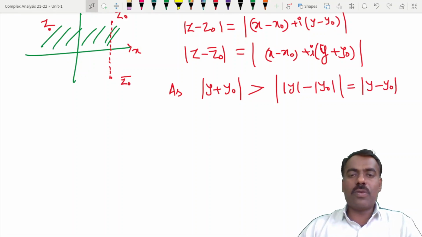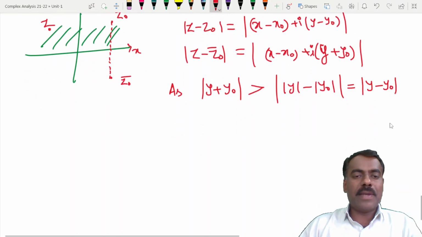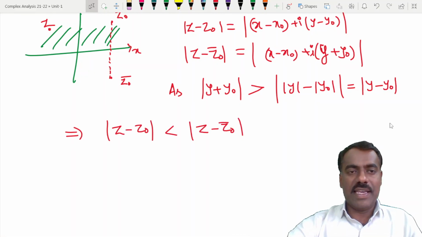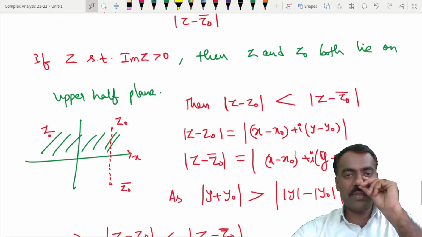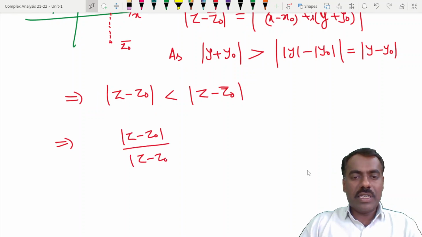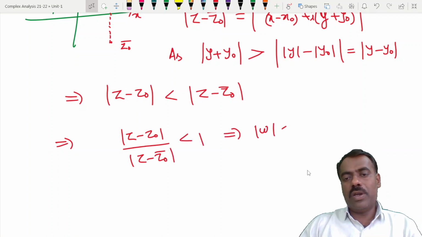Okay, so therefore |y + y0| is greater than |y − y0|. This implies that |z − z0| is strictly less than |z − z̄0|, in the case where the imaginary part of z is greater than 0. This implies |z − z0| / |z − z̄0| is less than 1. This is the same as saying that |w| is less than 1.